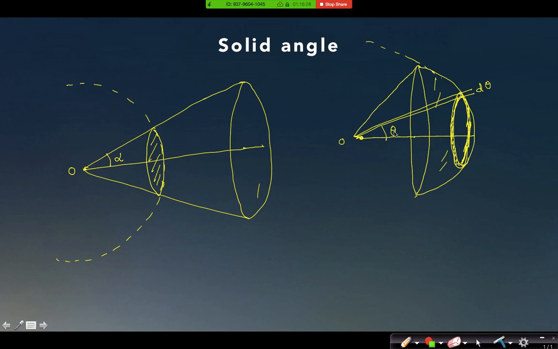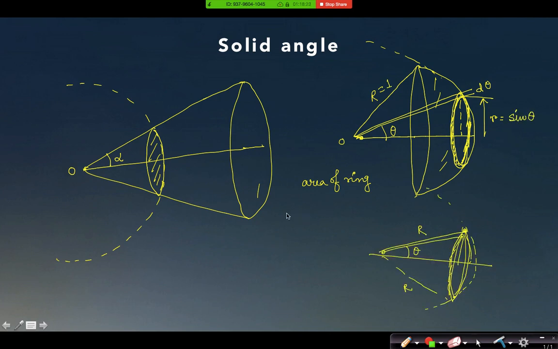Can anyone tell me what is the area of this small ring? To find that, first find what is the radius of the ring. What is the radius of the ring? If the radius of this sphere is capital R, then what is the radius of this ring? R sin theta. And what is capital R? Actually 1.